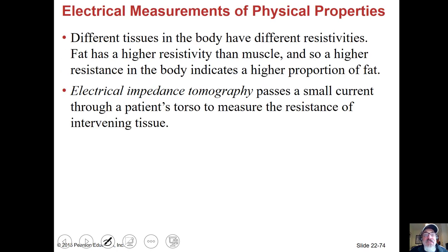Different tissues in the body have different resistivities. Fat has a higher resistivity than muscle. I kind of mentioned that already. So higher resistance indicates a higher proportion of fat. So when you're getting one of these body mass calculations, like in the picture in the beginning of the book, that's what's being used here.